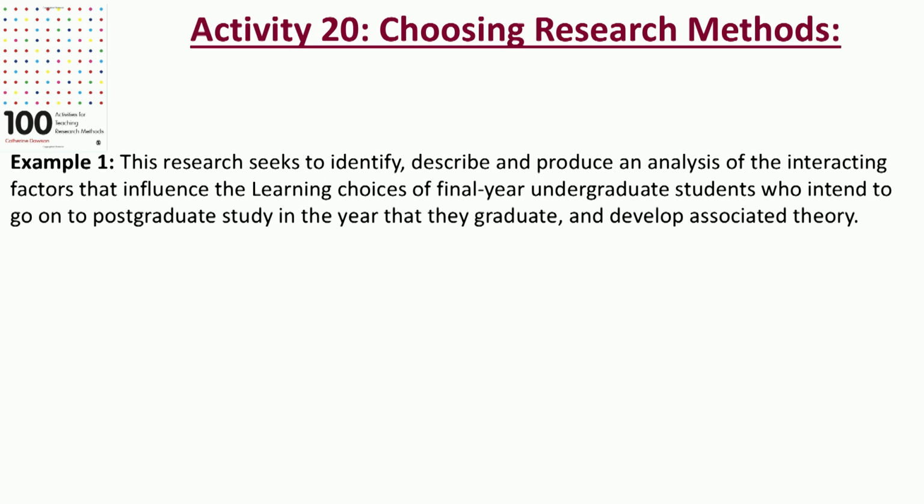So what are some examples? Here are some examples of choosing research methods. This research seeks to identify, describe and produce an analysis of the interacting factors that influence the learning choices of final year undergraduate students who intend to go on to postgraduate study in the year that they graduate. So that is an example.